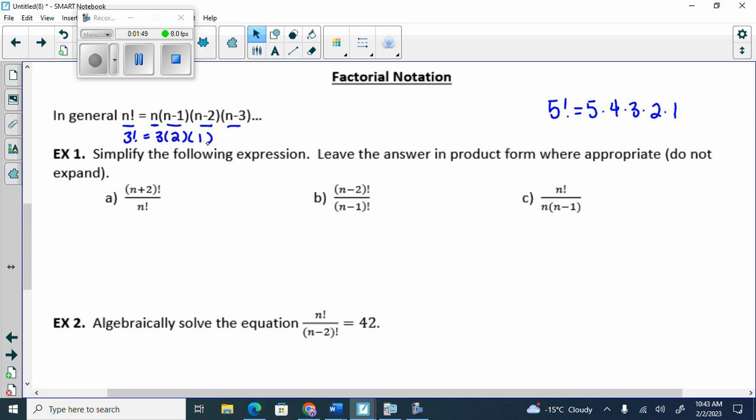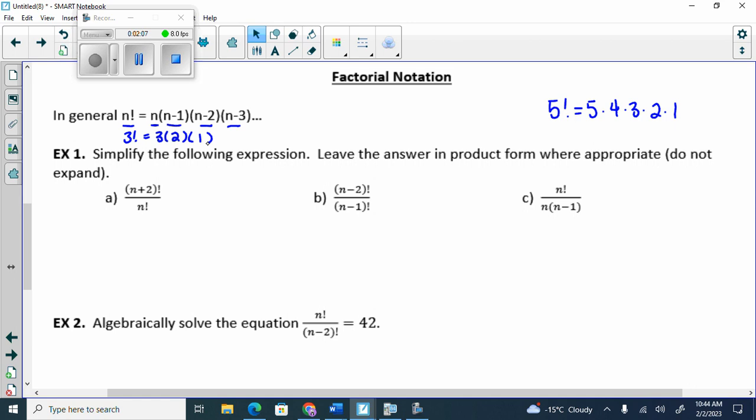All right. So we're going to start with expanding them. So example 1, simplify the following expression. Leave the answer in product form where appropriate. Product is just multiplication form, right? So you don't have to expand it. That's what it's saying. So how we expand these and how I think about them is if I gave you this, let's think about this in just numbers, not letters.